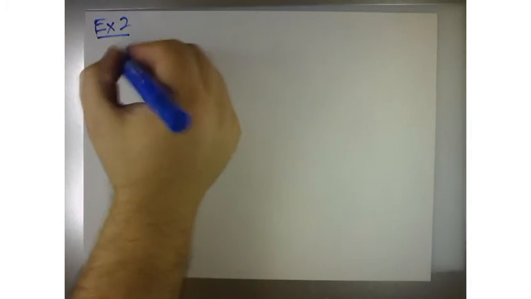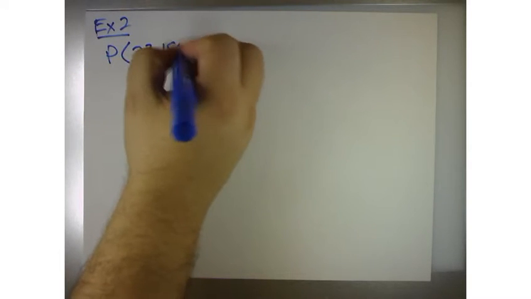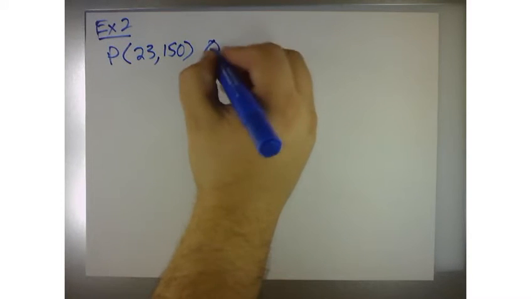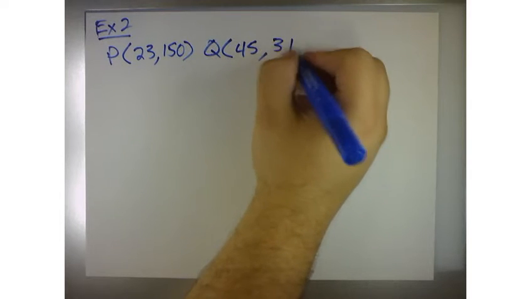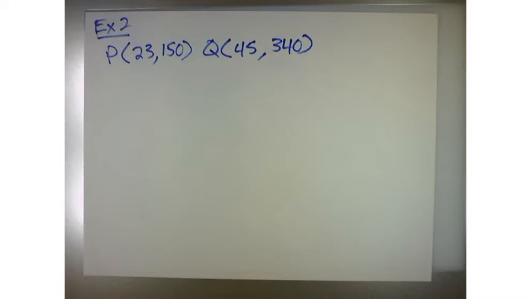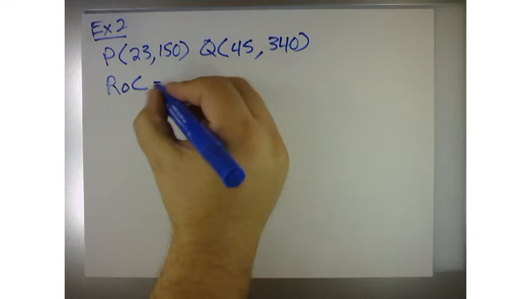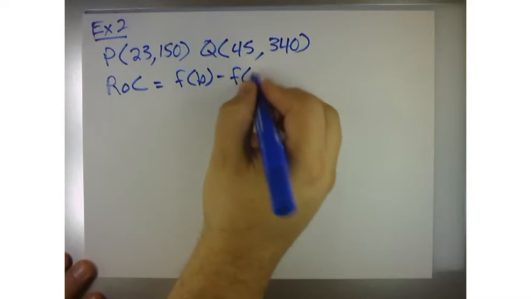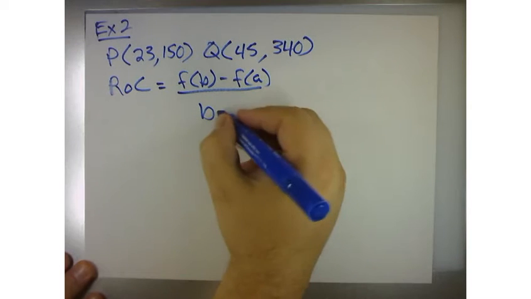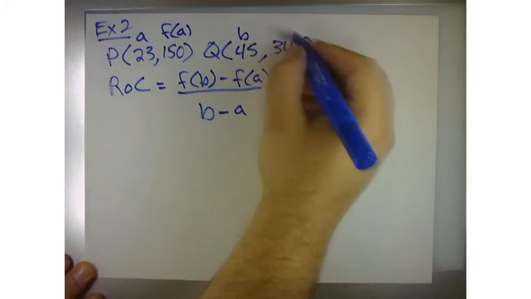In example number 2, they give us 2 points. They say the point P is 23, comma 150. Oh, those are big numbers. And point Q is 45, comma 340. And they want us to find the average rate of change. And so basically we're going to say f of b minus f of a all over b minus a. And so this is a, this is f of a, this is b, this is f of b.